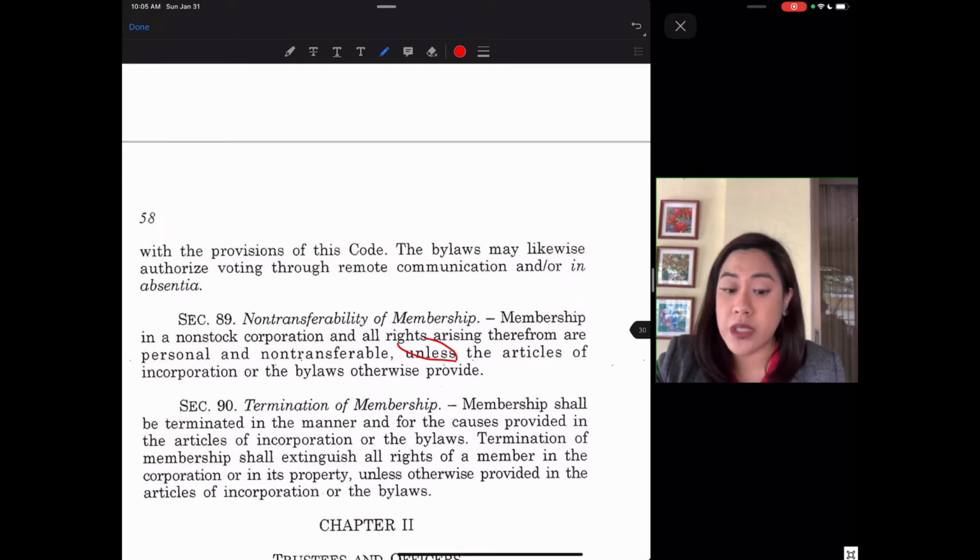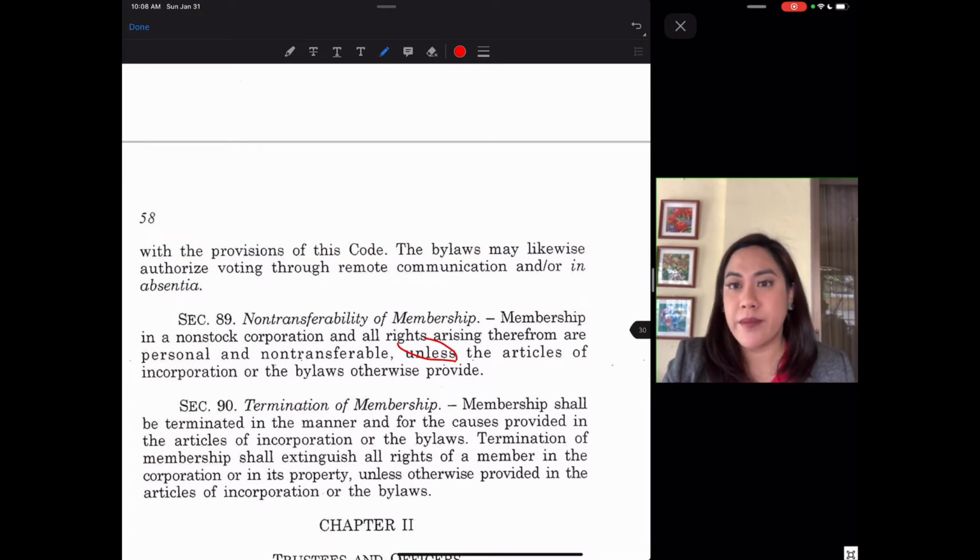It includes all transactions where the property of one person becomes the property of another. So it includes transfers by inheritance. What does it mean? The heirs of a deceased member will not acquire membership unless the articles or bylaws provide for such transfer. What about termination of membership? It is in the manner and for causes stated in the articles or bylaws, and the effect is that it will extinguish all the rights of the member, unless there is a provision that states that not all the rights are extinguished, and these will also be found in the articles or bylaws.